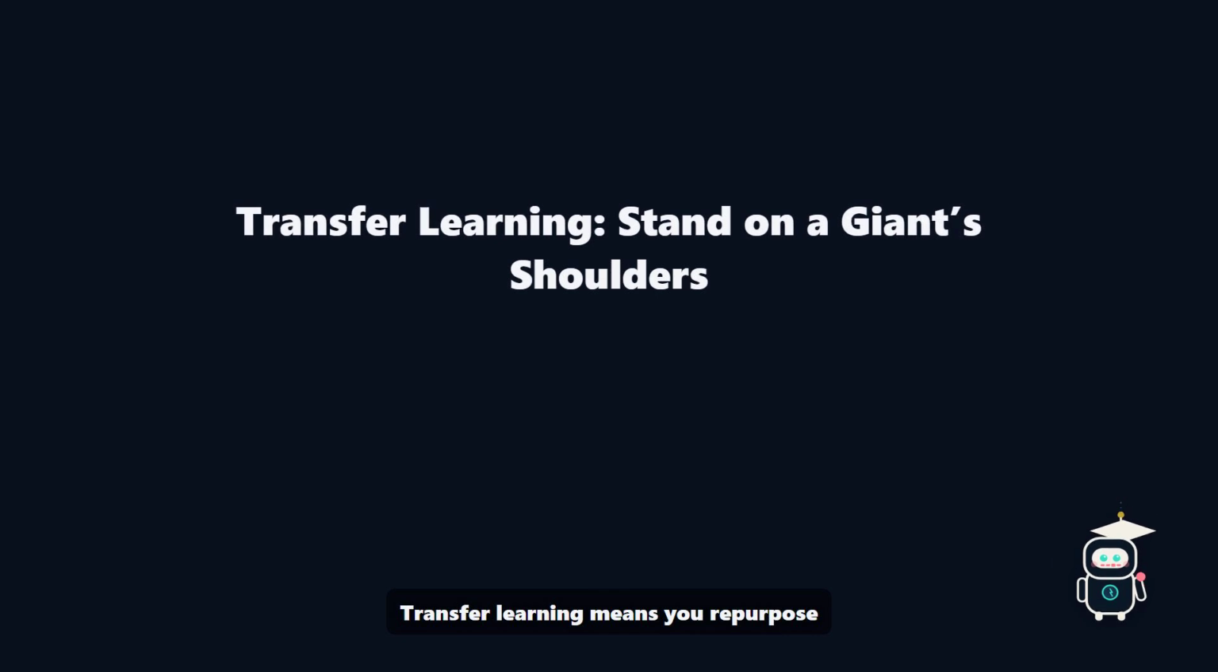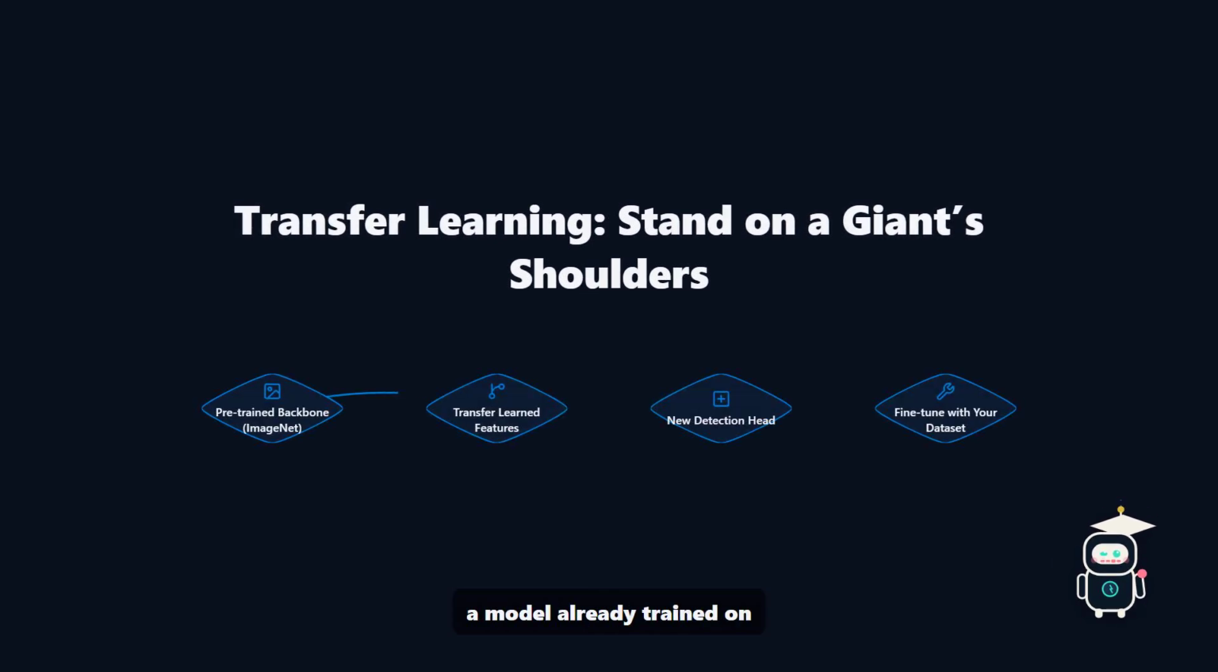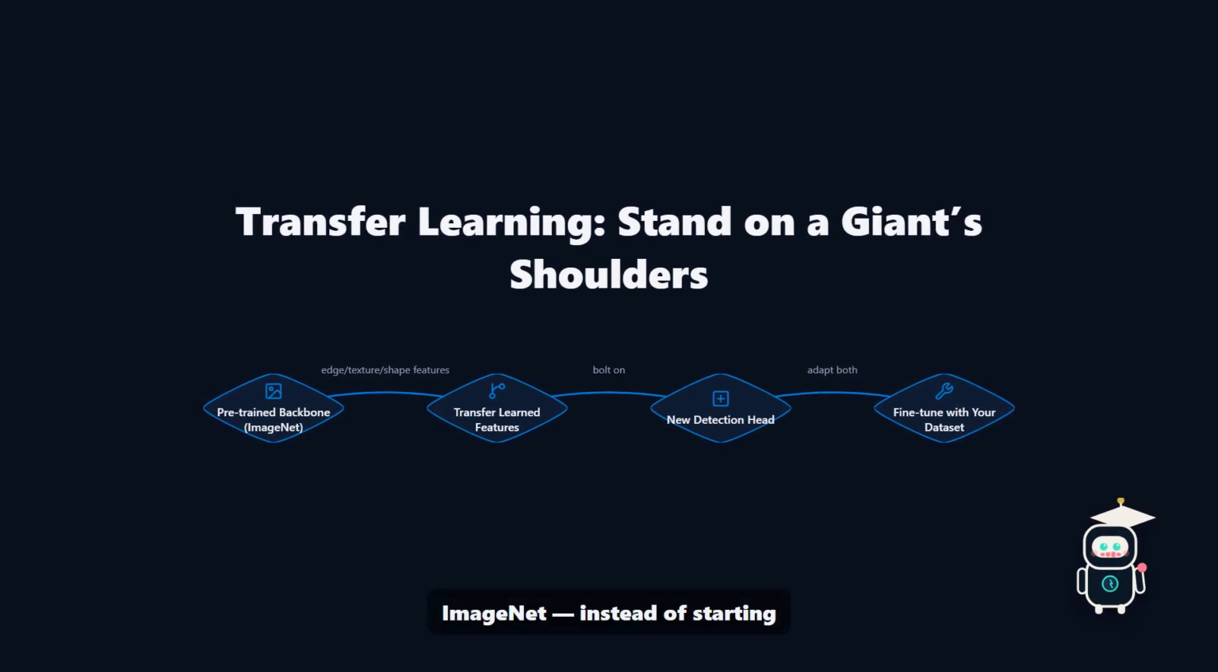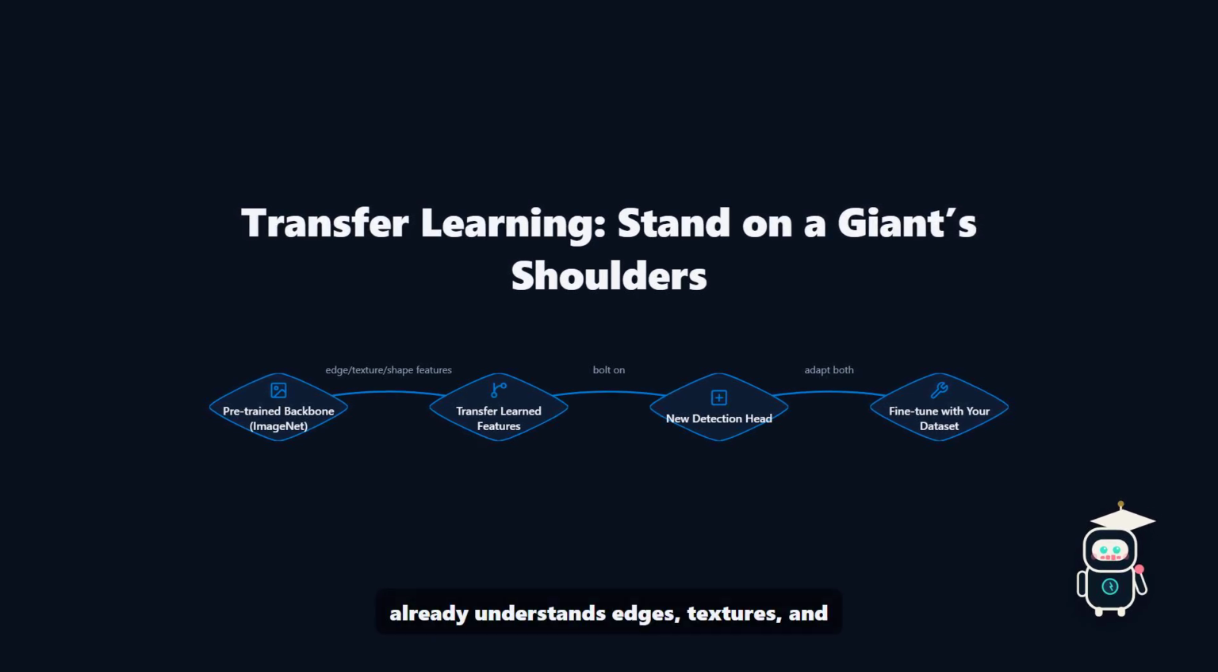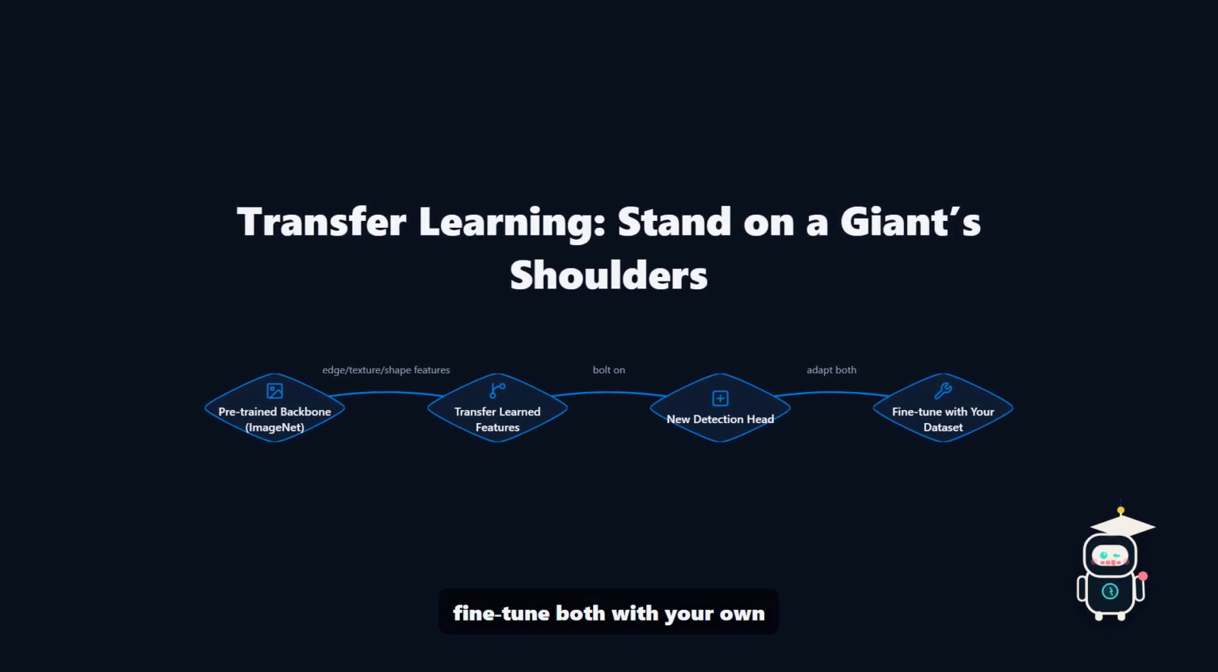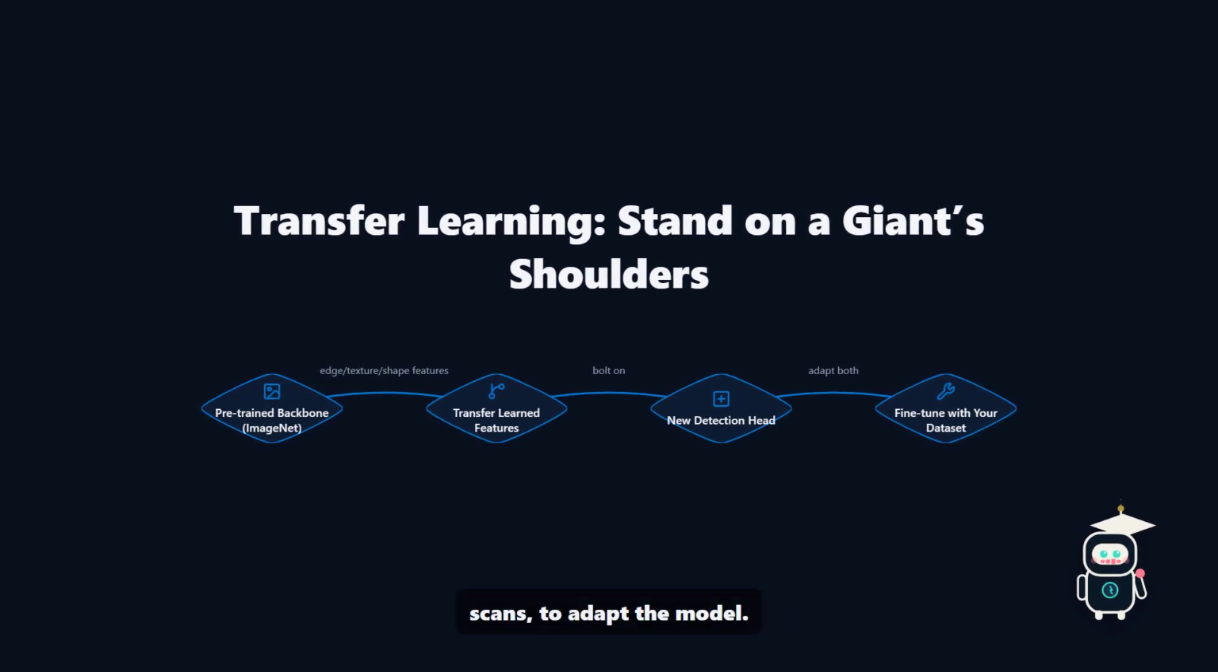Transfer learning means you repurpose a model already trained on a colossal dataset. Here, ImageNet, instead of starting from random weights. The backbone already understands edges, textures, and basic shapes. You bolt on a new detection head, then fine-tune both with your own small dataset, perhaps 50 lung scans, to adapt the model.